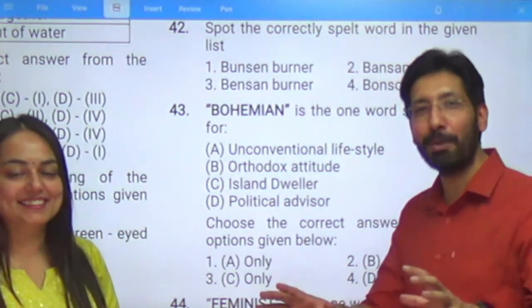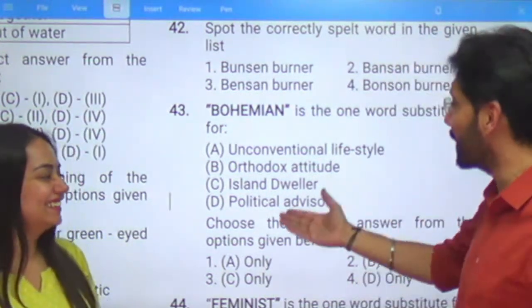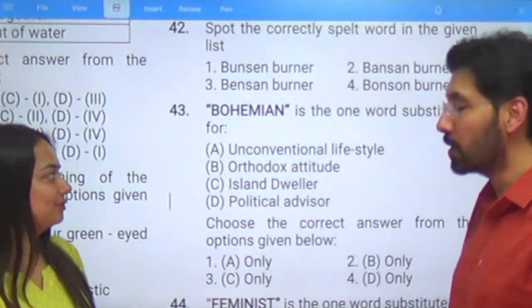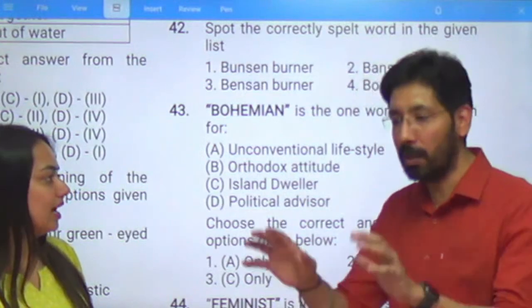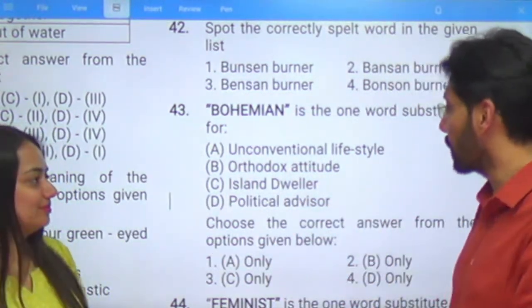हाँ, ये मत खाओ, ऐसे मत पहनो, यहाँ मत जाओ, इतनी रात को मत पढ़ो, सुबह जल्दी उठो. So that is orthodox attitude. उसके बाद island dweller. Island dweller is जो लोग islands पे रहते हैं, right? जो islands पे रहते हैं वहीं पे रहना, वहीं पे grow करना.